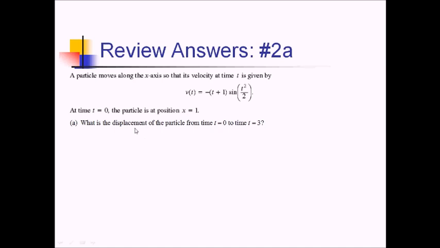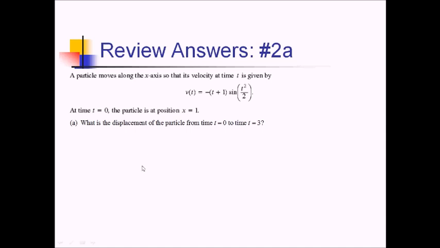So displacement, this is the total change in position from one time to another. So to figure this out, I need to take the rate of change of position, which is velocity, and I need to integrate that from whatever the interval is, so 0 to 3 in this case. Because velocity, that's your change in position. The total change is the integral of that.